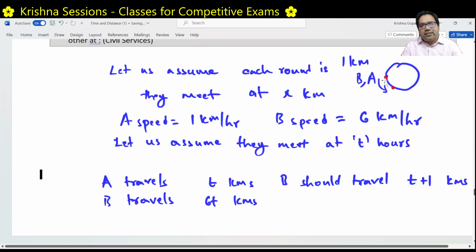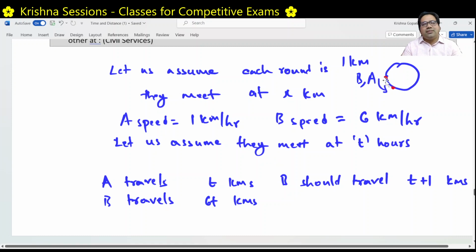Then what is A's distance? How much will he cover? If T is 1 hour, A will cover 1 kilometer. If T is 0.5 hour, he'll cover 0.5 kilometers, which is till this point. If T is 0.75 hour, that means 45 minutes, he would have covered 3/4 of the circle. He would have come here, right? Whatever it is, if it is 0.2 hour, he would have covered 0.2 into 1 kilometer. Depends on that. So in T hours, he would have covered T into 1, right? Yes, distance is T into 1 only. If it is 0.2, then it will be 0.2 kilometers. If it is 0.4, it is 0.4 kilometers, whatever.